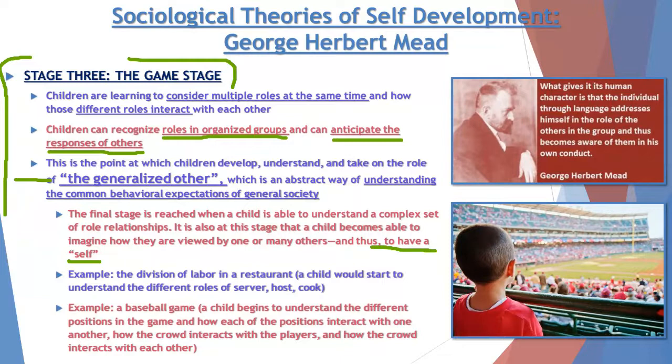So it's at this stage where a kid would start to understand, say, a baseball game, and understand all of the different roles of the positions in the baseball game, and how each role plays a part in the larger process of the team winning or losing, and how each position interacts with the other ones, and how each team interacts with the other team, and how the crowd interacts with the players, and vice versa. And how the crowd interacts with each other. So starting to understand all these different roles of people in society, and in particular here, in a baseball game.